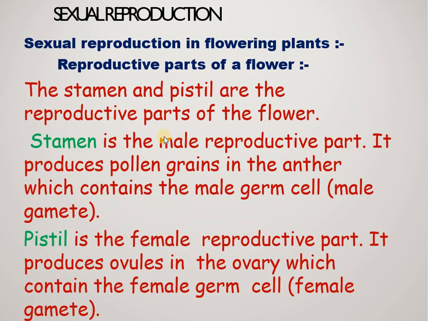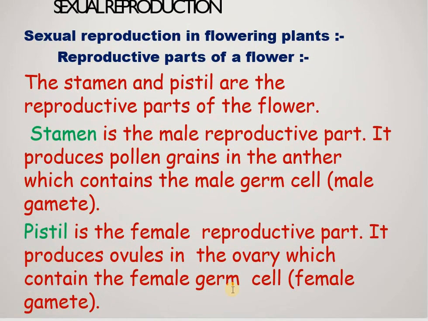Next we have the reproductive parts of the flower. The stamen and the carpel, which is also known as the pistil, are the reproductive parts of the flower. The stamen is the male reproductive part. It produces the pollen grains in the anther, which contains the male germ cell. The pistil or the carpel is the female reproductive part. It produces ovules in the ovary, which contains the female germ cell.